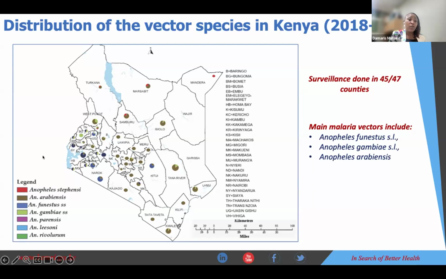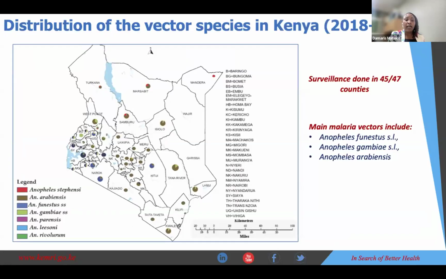But also in Western Kenya, we are seeing a lot of Anopheles gambiae SS and part of Anopheles funestus. The blue represents Anopheles funestus and the light green represents Anopheles gambiae. We can see also Anopheles gambiae is distributed countrywide, but densities are lower than Anopheles arabiensis.